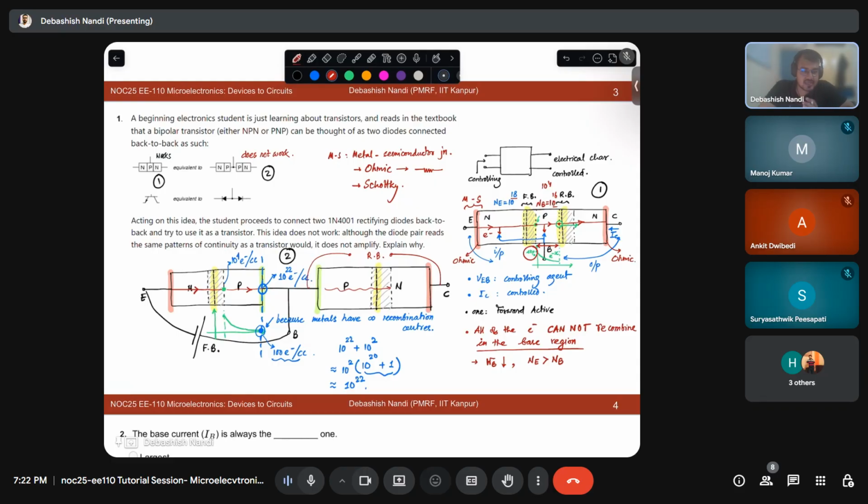All of the excess electrons that were injected from the emitter region to the base region are recombined at the intermediate metal wire that you have put. This metal wire, this metal wire. So all of the electrons, the minority carriers, are recombined. So no electron will reach the collector. Basically, you are getting no current out of it. So obviously there will be no question of amplification, right?